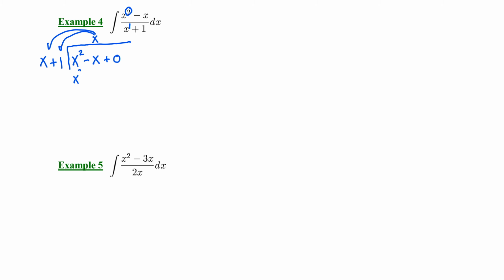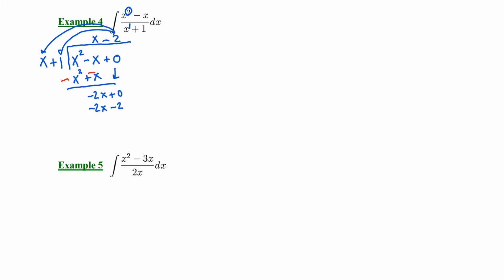x times x is x squared, and x times 1 is 1x. Then we will subtract and obtain negative 2x, and we can bring down the next term, which is 0. Then we start the process all over again. What can we multiply x by to get negative 2x? Well, that's our constant negative 2, so it's a good thing that we introduced that constant column. Then we're going to distribute. Negative 2 times x is negative 2x. Negative 2 times 1 is negative 2.